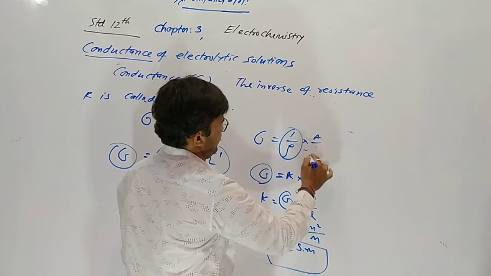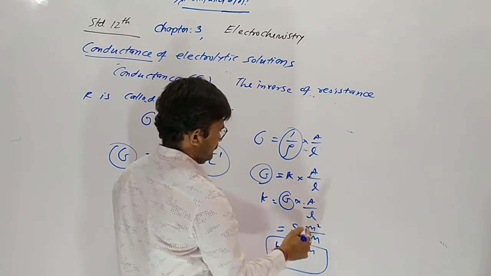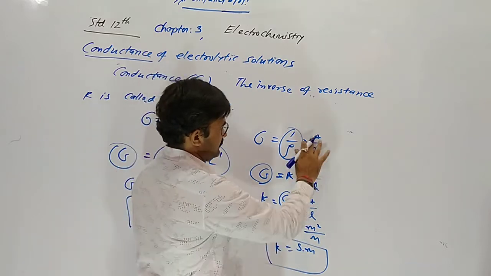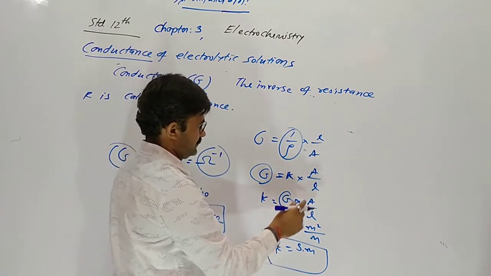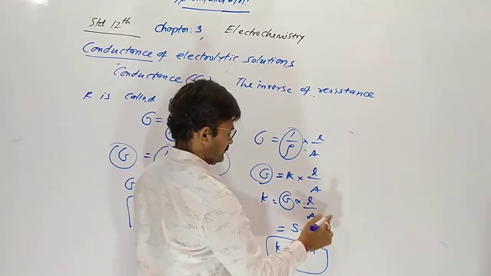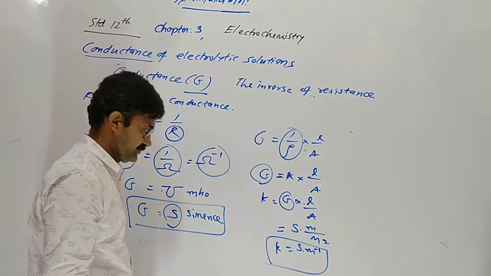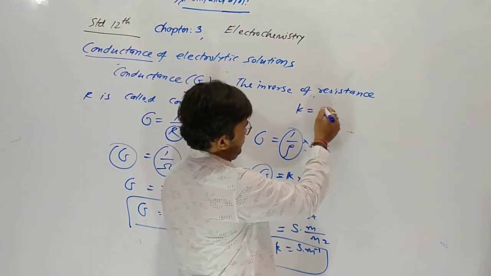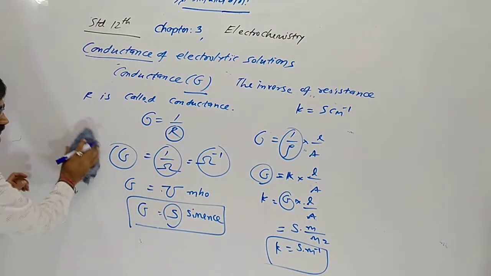A upon L. Yes, L upon A comes here. So Siemens per meter. Another unit also, Siemens into centimeter inverse, of the K.